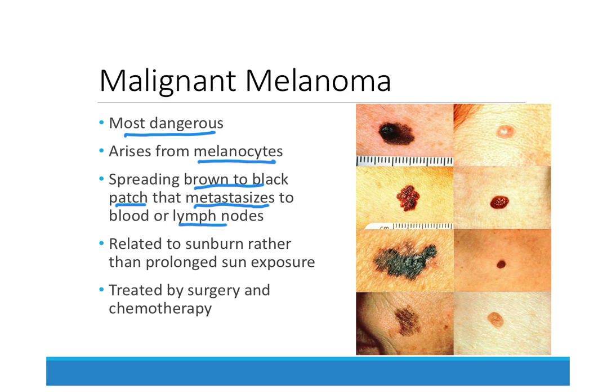Melanoma, we found, is related to severe sunburn rather than prolonged sun exposure. So if you've had one bad sunburn ever in your life, you are slightly at risk of melanoma. It is treated by surgery and potentially chemotherapy, depending upon how severe it is and how early it is caught. These are just some illustrations to show you what a melanoma might look like.